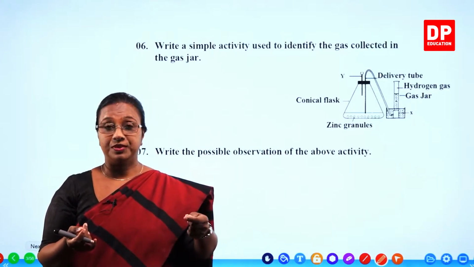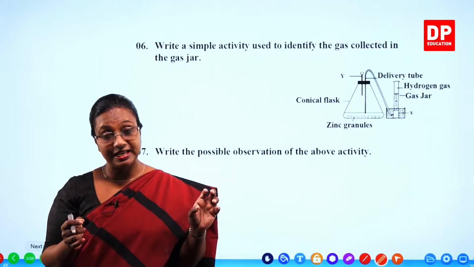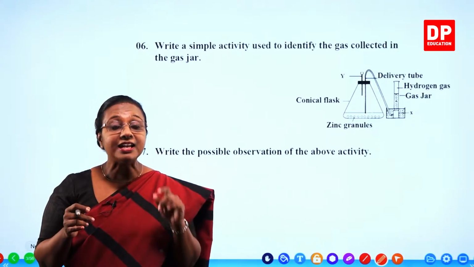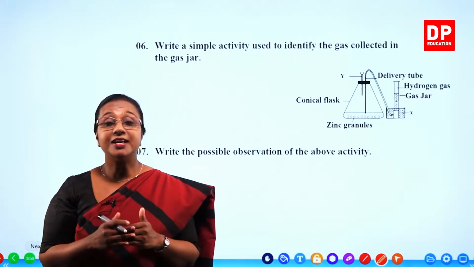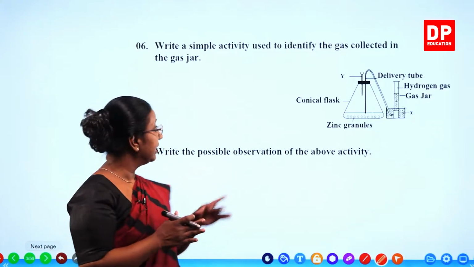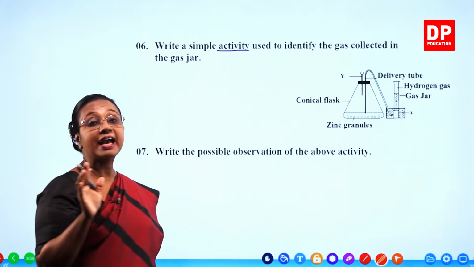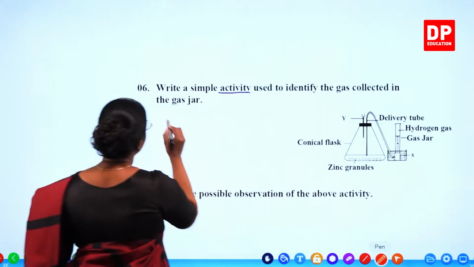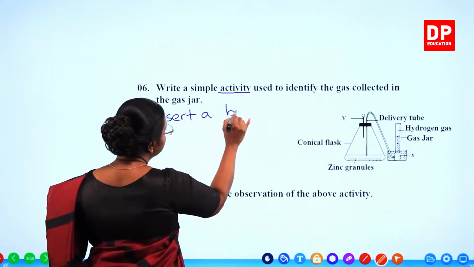So with the flame, while the flame is there, you insert it into a test tube containing hydrogen gas. We call it the burning splint or burning splinter. And that will burn off with a pop sound. Why is that? Because hydrogen is a combustible gas. So that is what you have to write here. Here the question is write a simple activity. So we only need to give the activity. So there we can say, insert a burning splint.